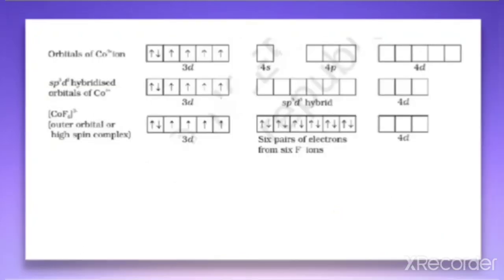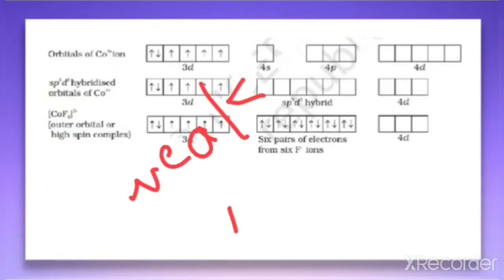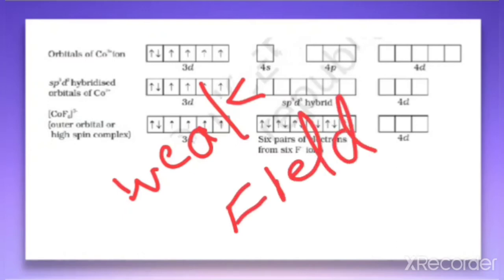Next example we are taking here is CoF6 3-. In this complex, the ligand is F negative, which is a weak field ligand. It does not cause the pairing, as a strong field ligand causes the pairing of electrons, but the weak field ligand F negative does not cause pairing.